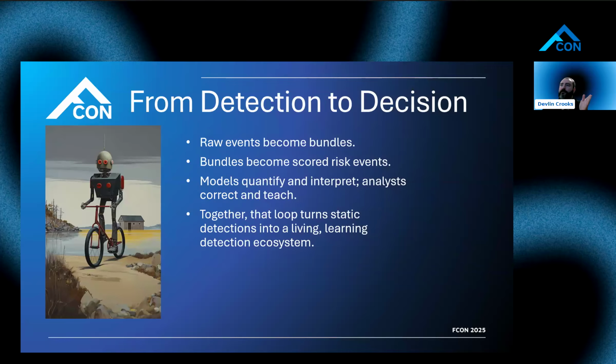And so we have our detection to decision. Again, this is experimental because I wasn't able to actually get this going on my Docker container. I managed to get the baseline, but what we want to do is have our raw events become bundles, have our bundles become scored risk events, and have our models quantify and interpret while analysts correct and teach. We're going to teach our AI how to ride a bike. And together that turns into a dynamic detection learning system.